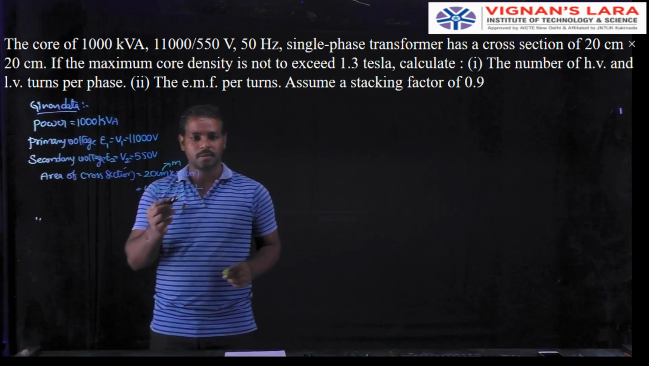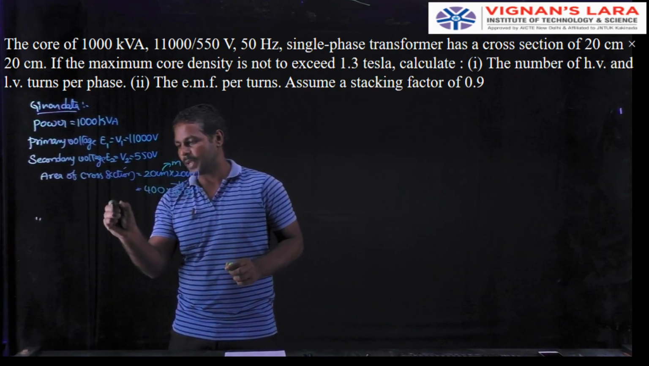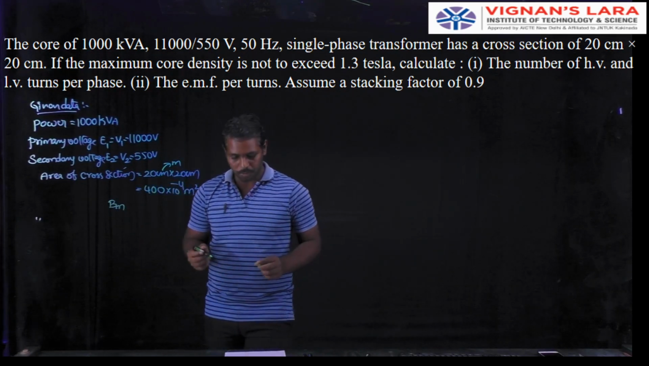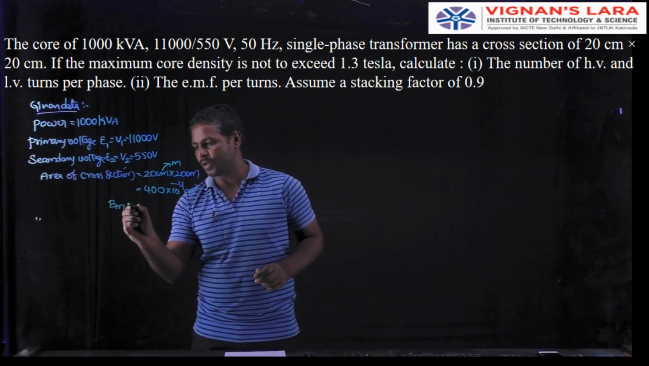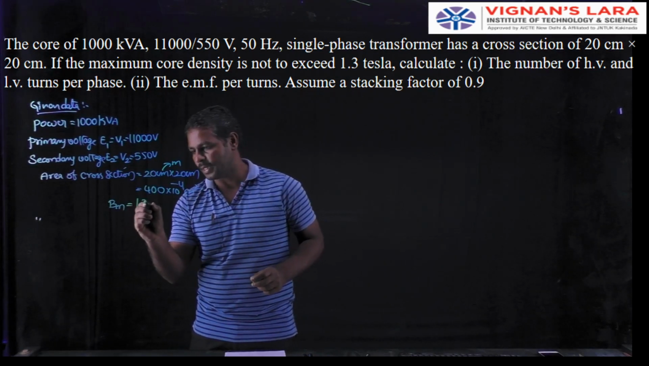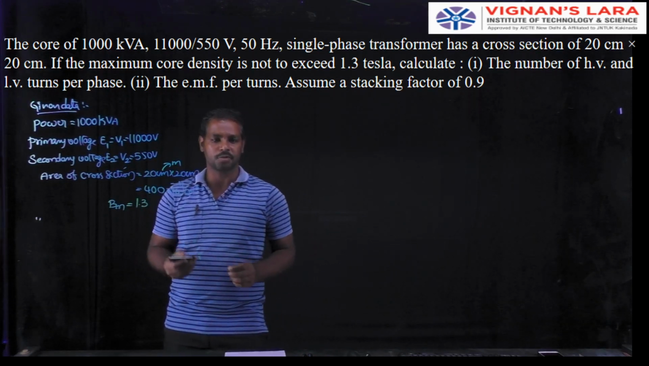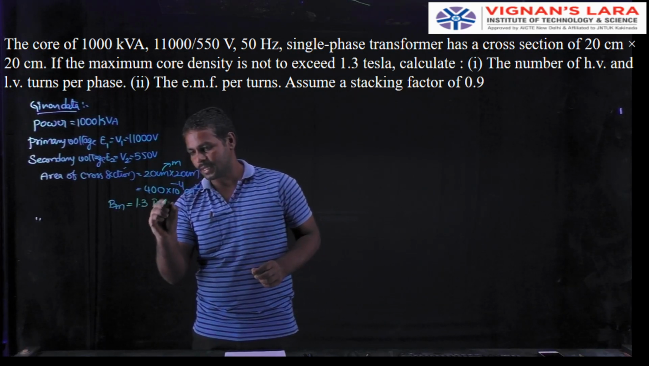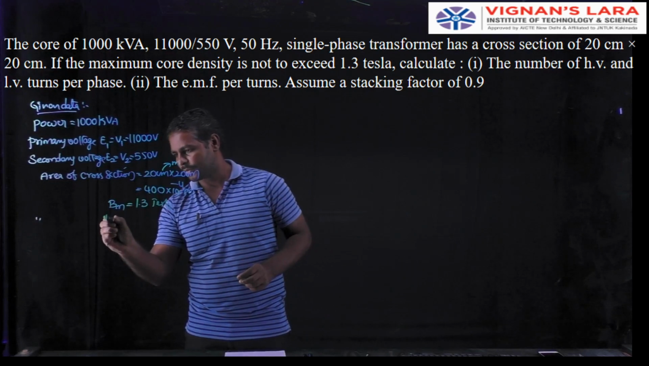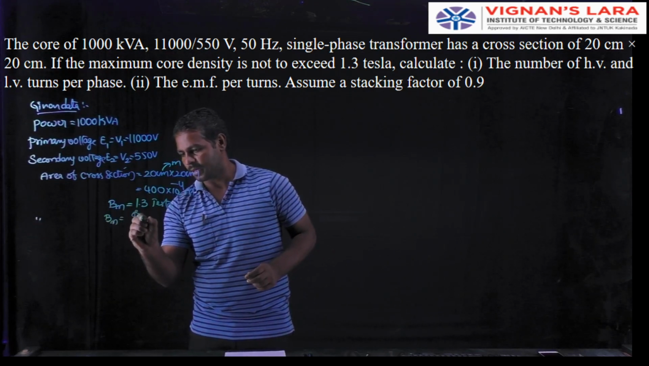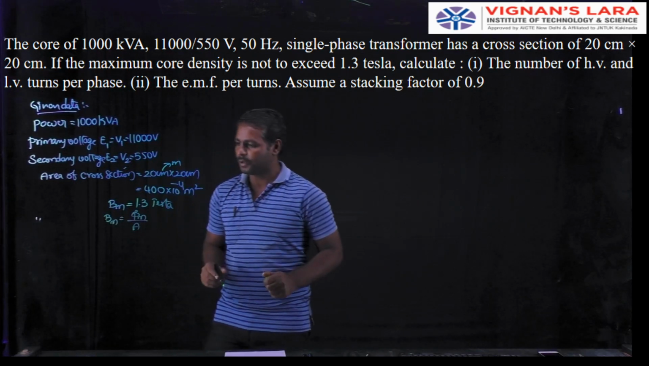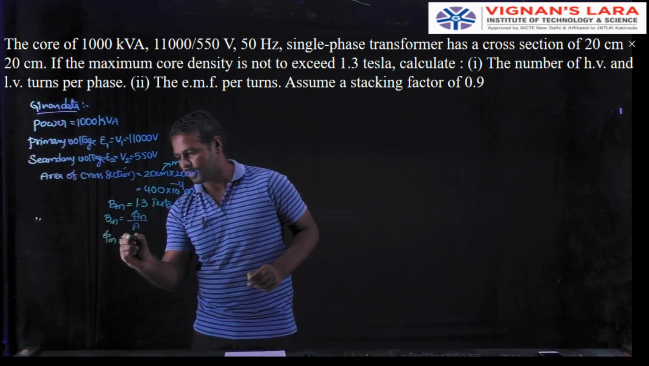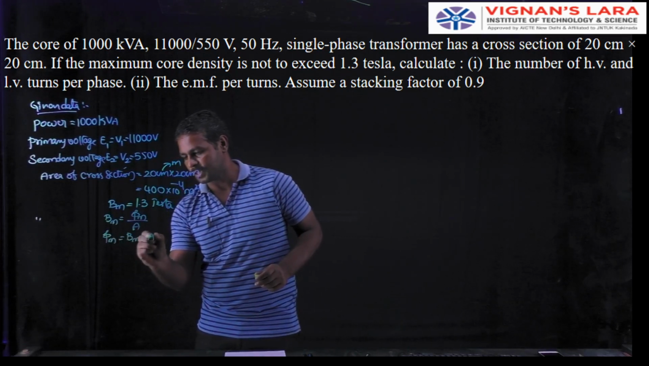The maximum core density, that means B max, is not exceeding 1.3 Tesla. So Bm is equal to 1.3 Tesla, and Tesla means Weber per meter square. Bm is equal to flux per unit area. So in this we can find out the value of phi m.